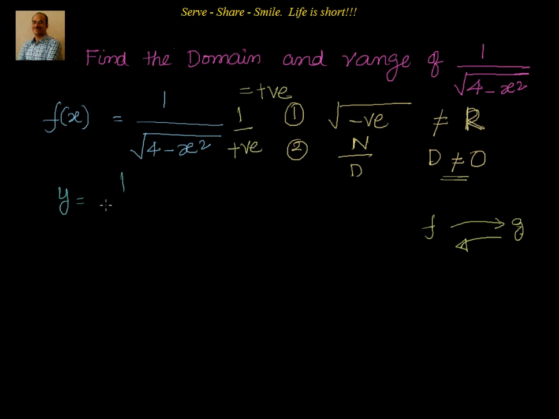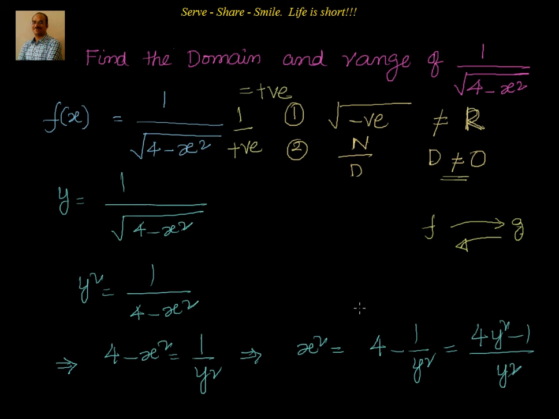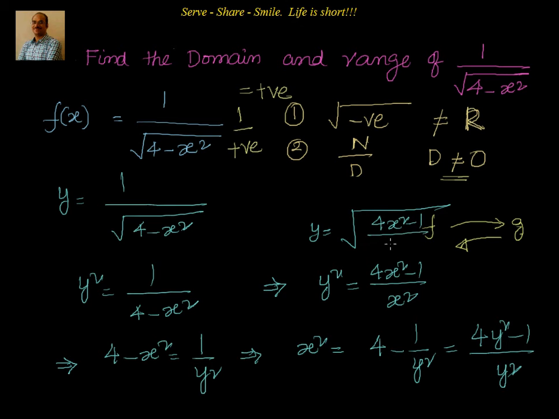We take y equal to 1 by square root of 4 minus x square. Can I say y square equal to 1 by 4 minus x square? Or can I say 4 minus x square equal to 1 by y square, or x square equal to 4 minus 1 by y square, or 4y square minus 1 by y square? Now this is the general function. Now the inverse function will look like y square equal to 4x square minus 1 by x square, or can I say y equal to square root of 4x square minus 1 divided by x square.